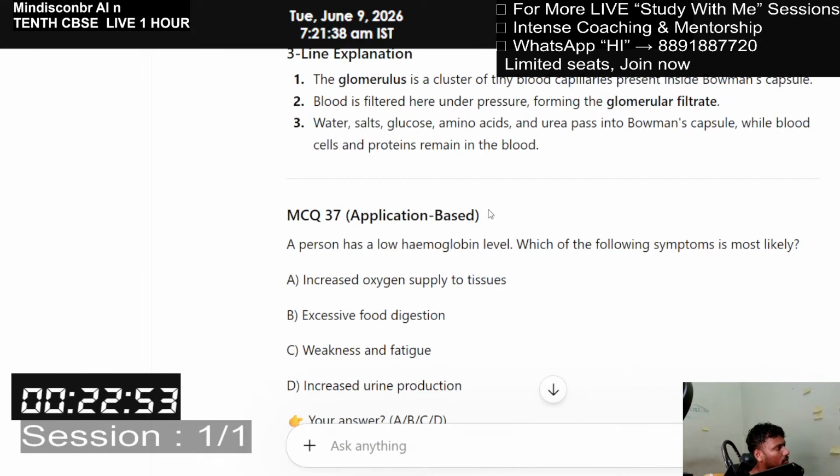A person has a low hemoglobin level. Which of the following symptoms is most likely?